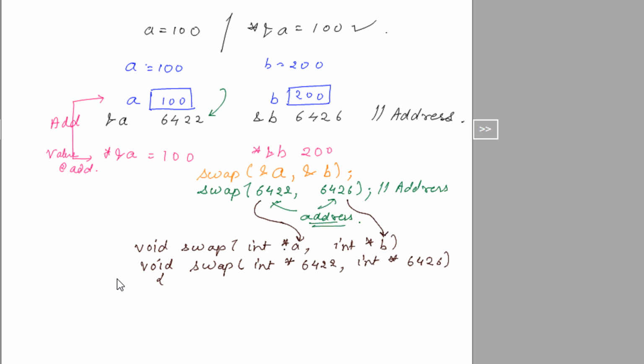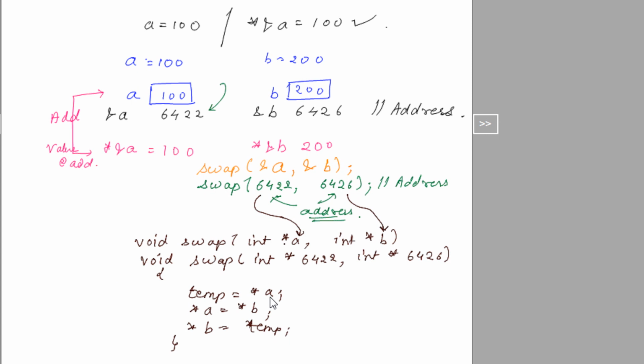I do not know what is stored at 6422. I do not know what is stored at 6426, right? And now our standard logic, right? temp = *A, *A = *B, and *B = temp, right? Now basically what is happening here, if you see this memory diagram, what was A? A is 6422. So basically temp is equal to *6422.